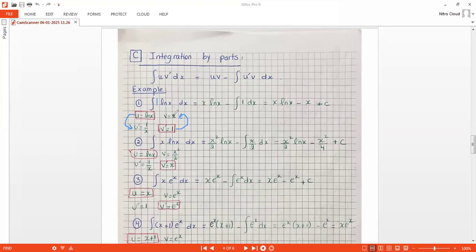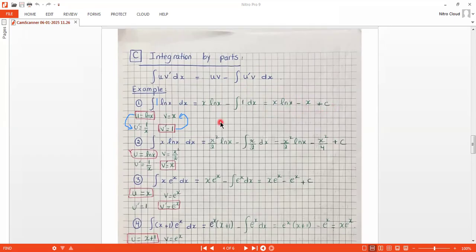Great. Now we apply the rule. What's the rule? It's uv minus integral u prime v. uv, what's uv? u times v. It's x ln x, minus integral of u prime v. u prime v, you need to multiply 1 over x by x, it's 1. And now x ln x is done. The integral of 1 is x. So the integral of ln x is x ln x minus x.